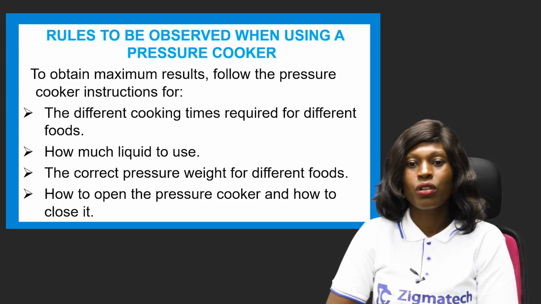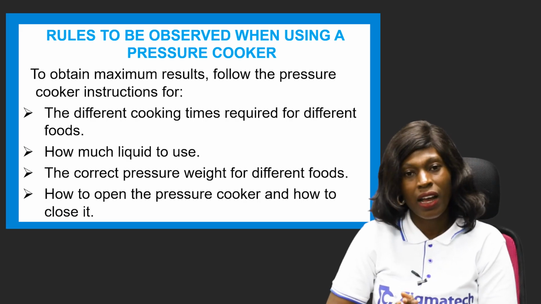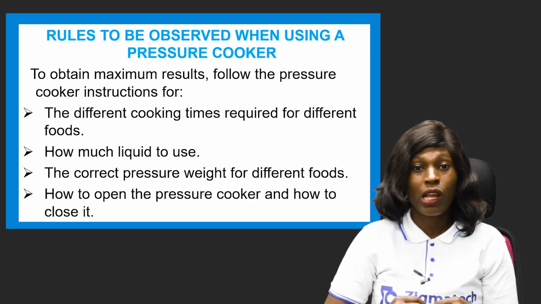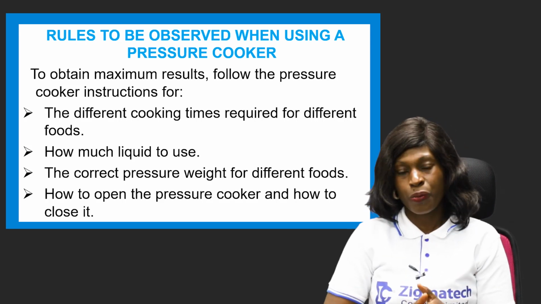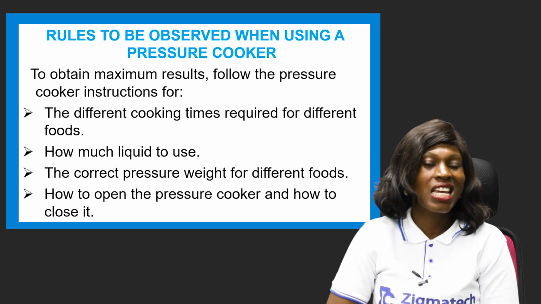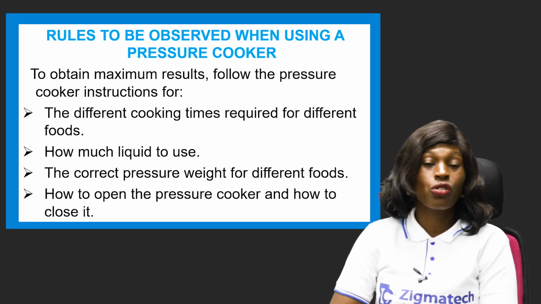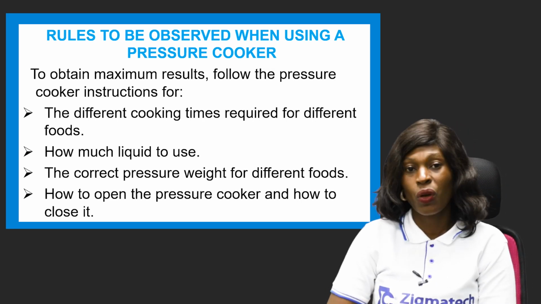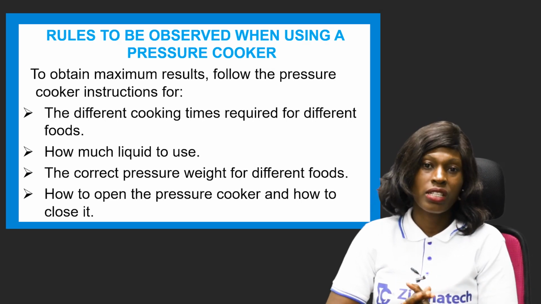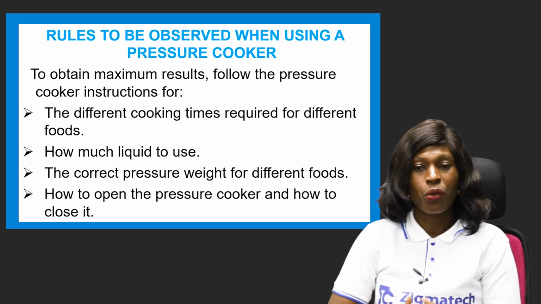Then also, you need to know how much liquid to use. You don't just pack a whole lot of water. You're pressure cooking, so you don't have to pack a whole lot of liquid into what you're preparing. You have to know the quantity of water you're putting in, so you can get ready on time. And also, the correct pressure weight for different foods is required. You have to know the correct pressure weights for your different foods when you're preparing.